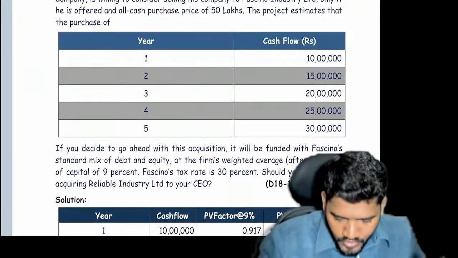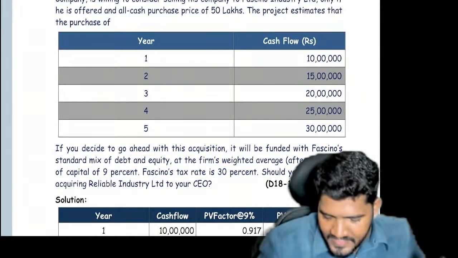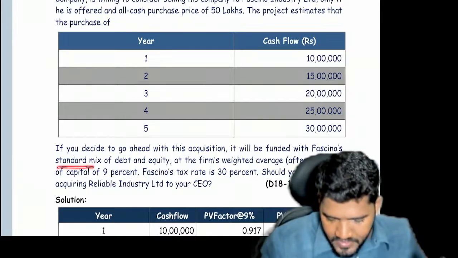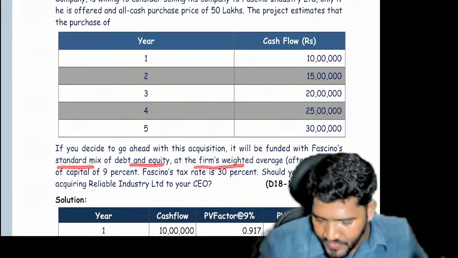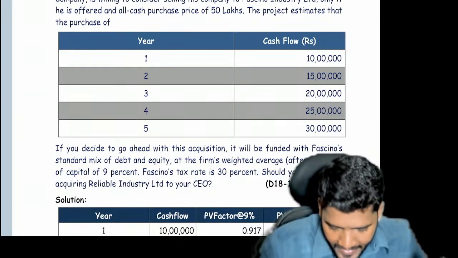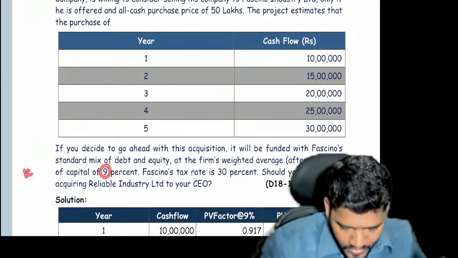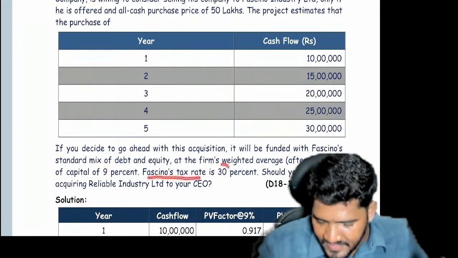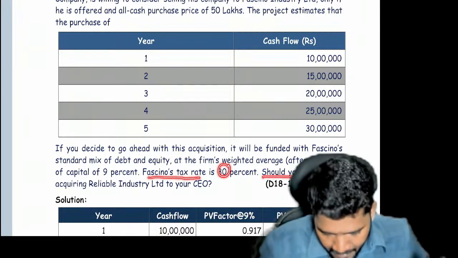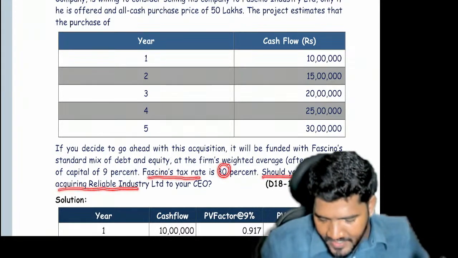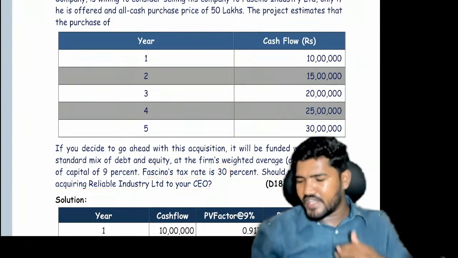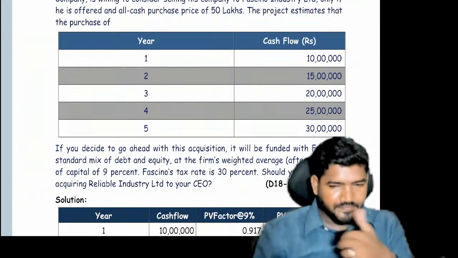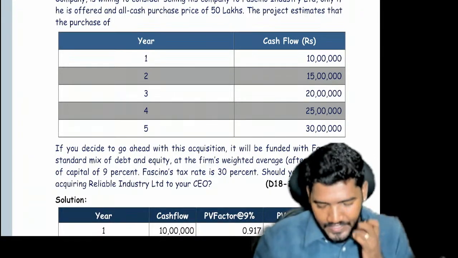Now, if you decide to go ahead with this acquisition, it will be funded with Fasico Limited's standard mix of debt and equity at the firm's weighted average cost of capital, 9%. So KY equals 9%. Fasico's tax rate is 30%. Should you recommend acquiring Reliable Industry to your CEO? So they are asking whether you recommend this acquisition to your CEO.